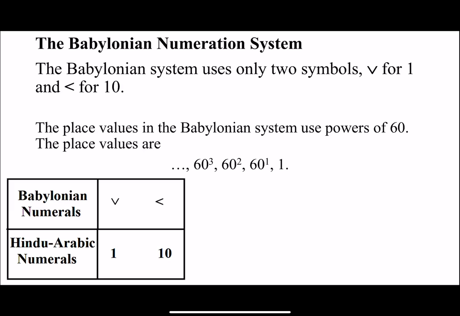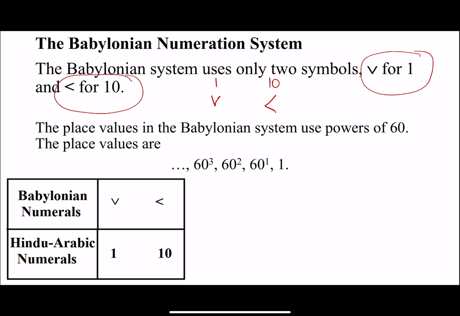Talking about time and powers of 60, that's actually the Babylonian number system. The Babylonian number system has only two symbols. This is the symbol for 1 and here is the symbol for 10. So this symbol represents 1 and this symbol represents 10. The place values are powers of 60. So first one is 1, which is 60 to the power of 0. Then we have 60 to the power of 1, 60 to the power of 2, 60 to the power of 3, and so on. Here we go.